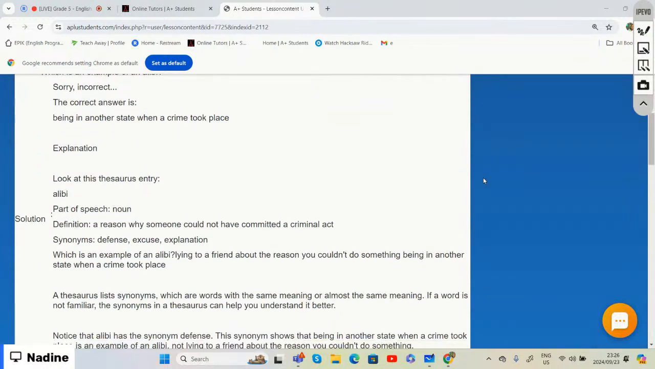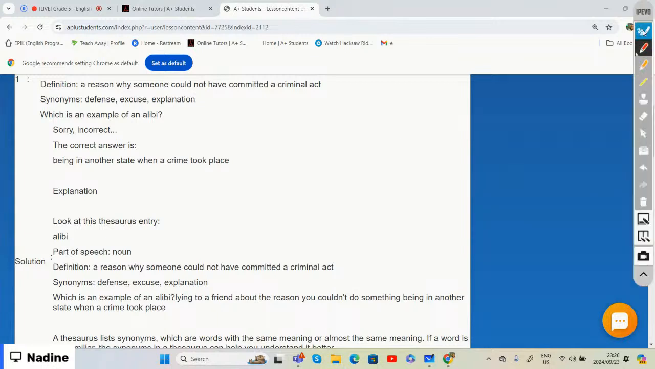And if we look at the meaning of that word, right? Which could be an example of an alibi? Is it lying to a friend about the reason you couldn't do something, number one, or being in another state when a crime took place, number two? Which one is an example of an alibi?